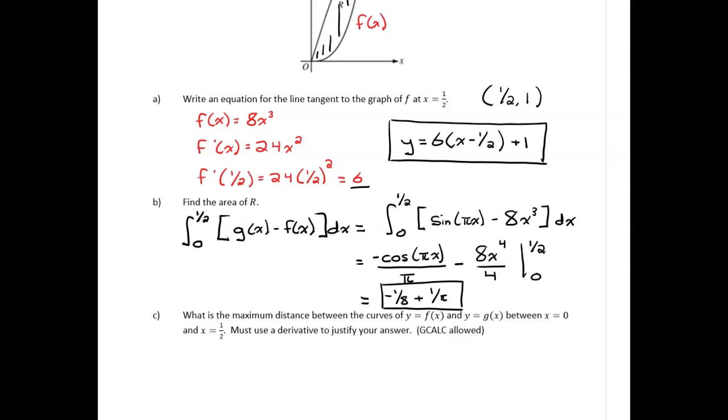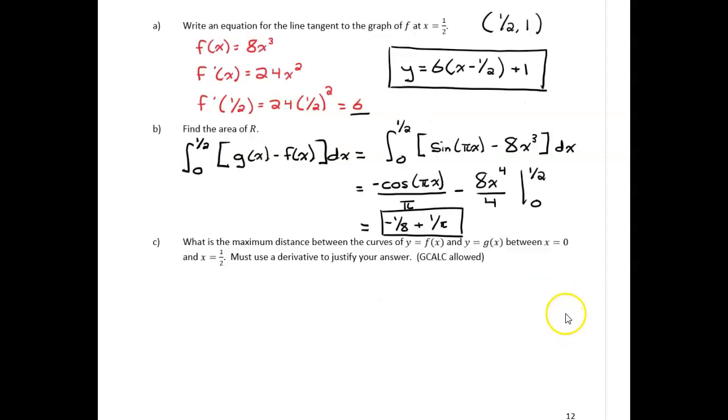Just leaving that entire expression would have been acceptable as well. So if you're having a brain fart moment, you know who you are, you can leave it as that. However, be careful with parentheses.